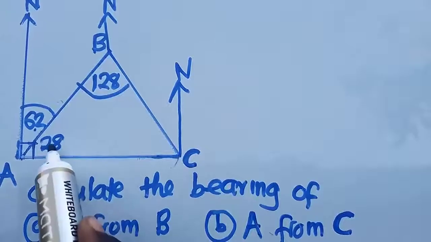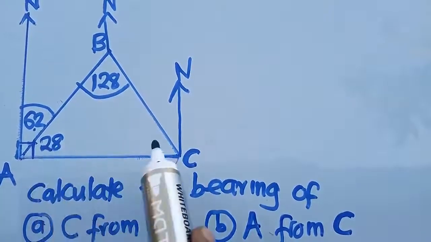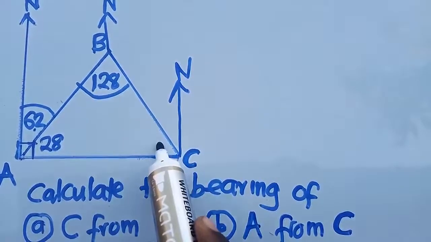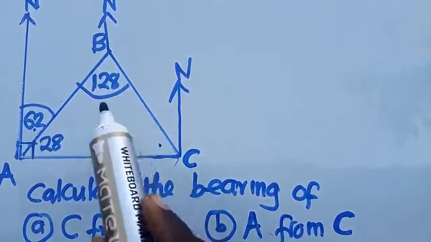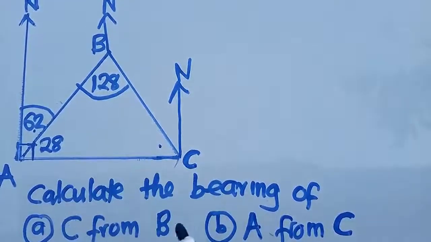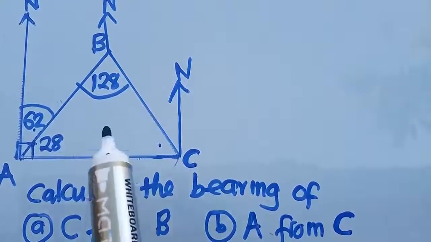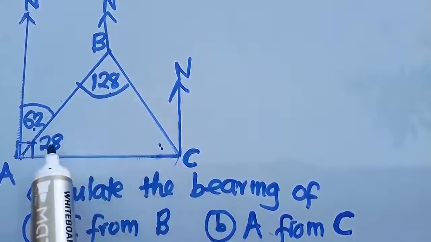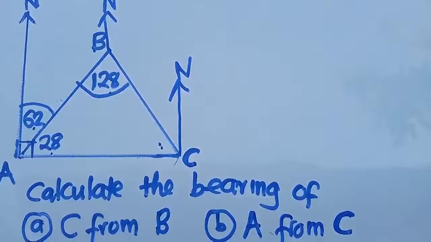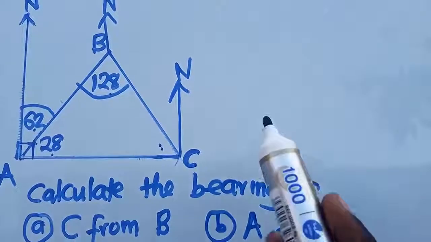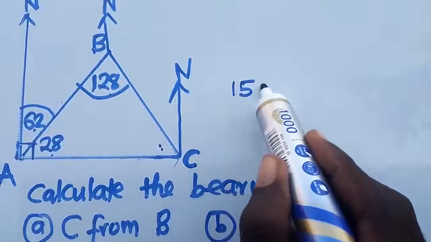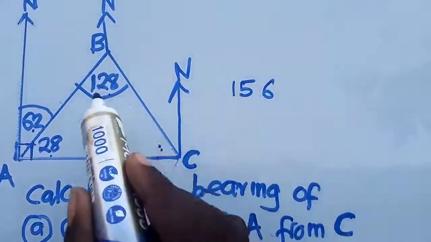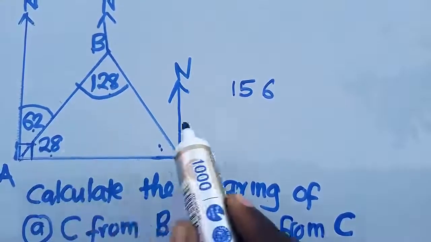Since you've got a 28 there, you're able to find the angle that is there. You know that angles inside the triangle add up to 180. So you say 128 plus 28. What are you going to get? 156. So this plus that is 156.